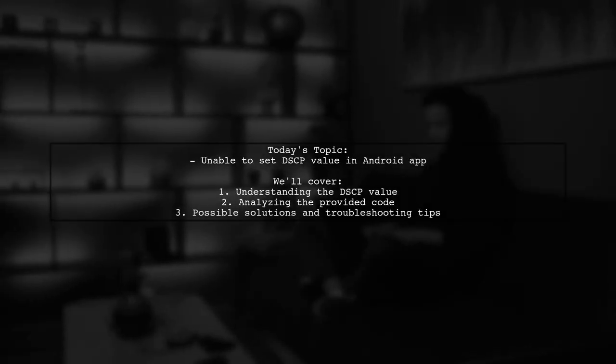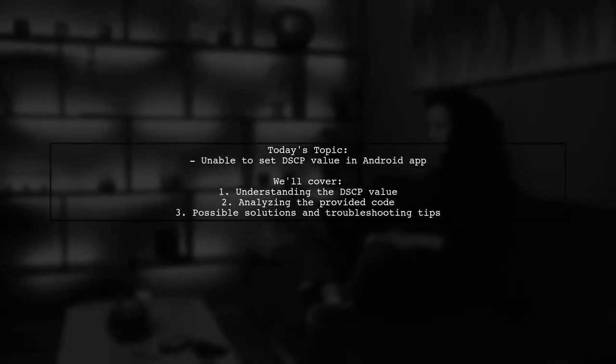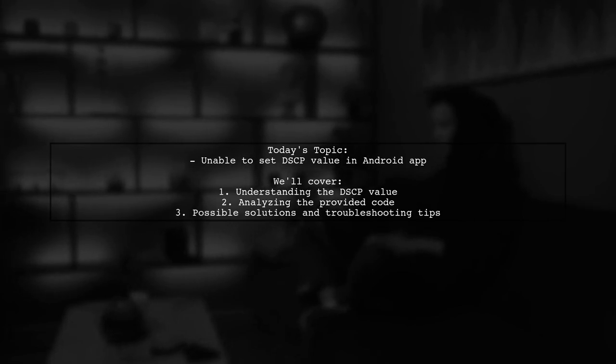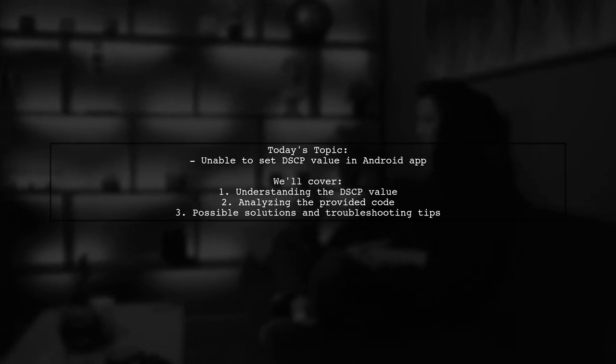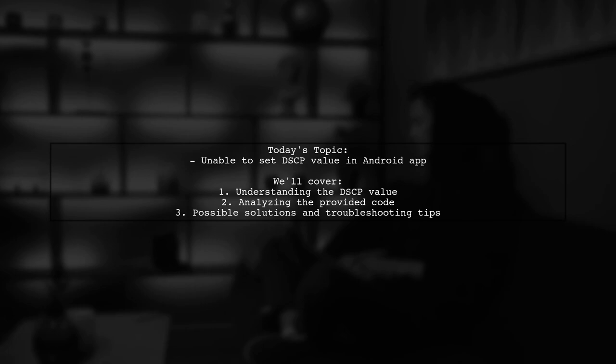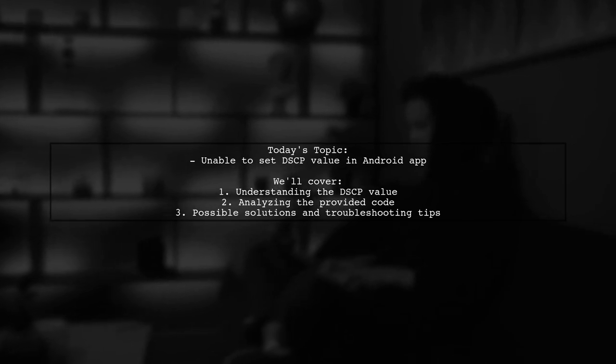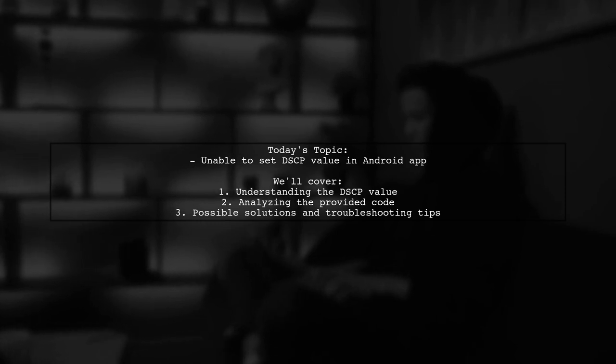Welcome to our Tech Explainer video. Today, we're tackling a question that many Android developers encounter. Our viewer is trying to set the DSCP value in the IP header using UDP sockets in their Android app. They're following a specific example, but are running into some challenges.